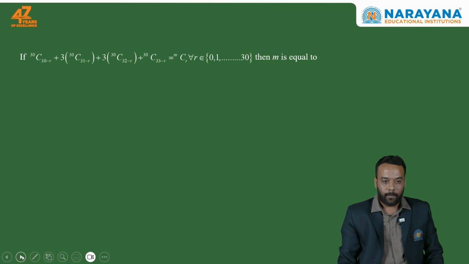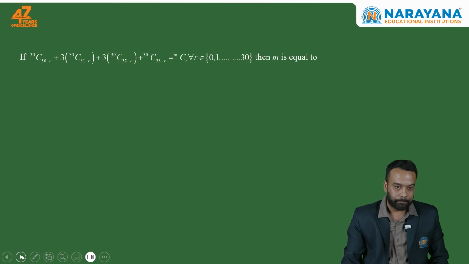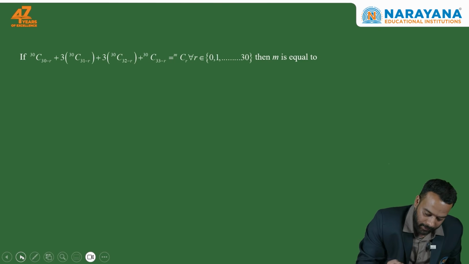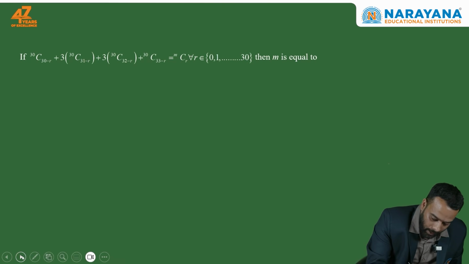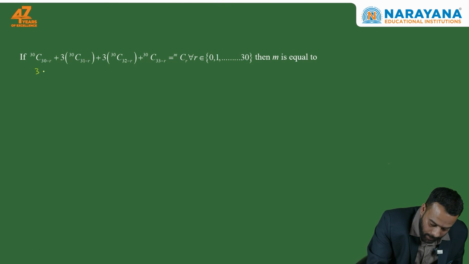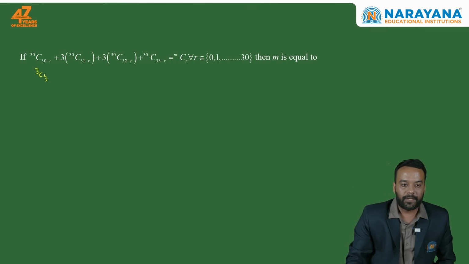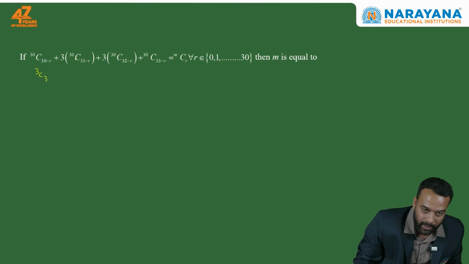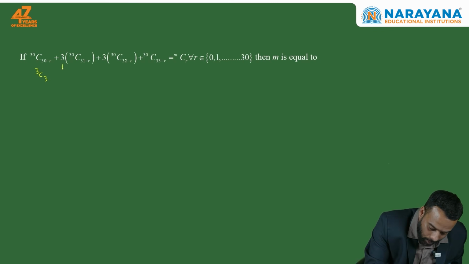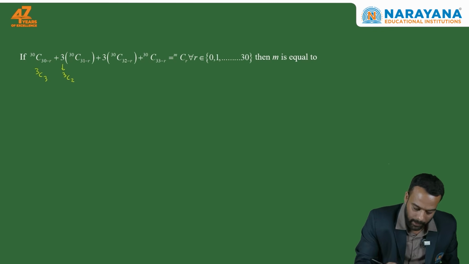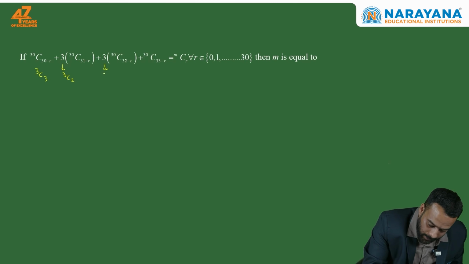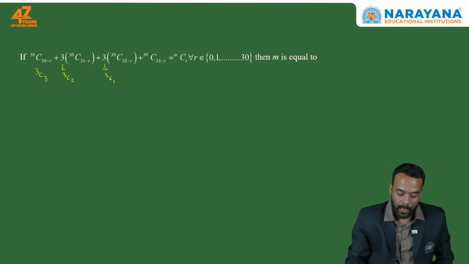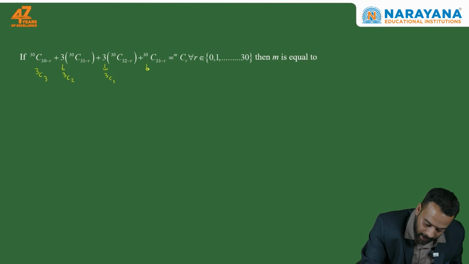Now the next question is based on the properties of binomial coefficients. It is given 30C(30-r). With this term we can associate a binomial coefficient, that is 3C3, and the value of 3C3 is 1. Similarly, the next one is 30C(31-r), where this 3 we can write as 3C2. Similarly, in the next term we can write this 3 as 3C1, and for the last one we can associate 1 to it, which can be written as 3C0.